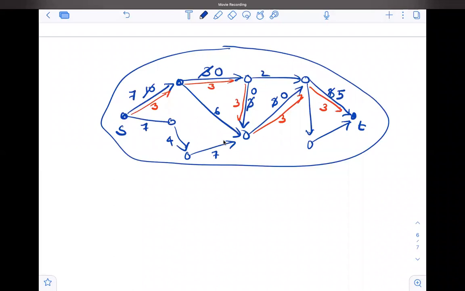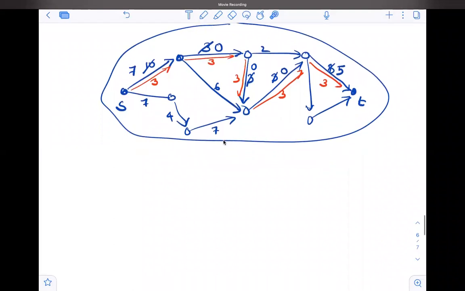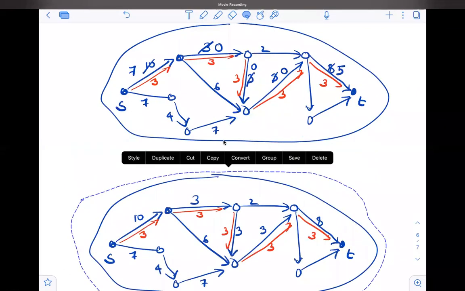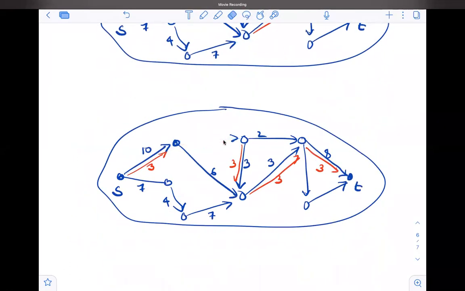Great. So in some sense, you can think that this edge has vanished, this edge has vanished, this edge has vanished. But is that so? Now the residual graph would be something like this: this has vanished, this has vanished, this has vanished, and this has gone down to 7, and this has gone down to 5.